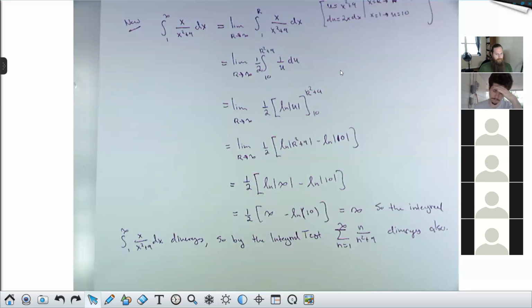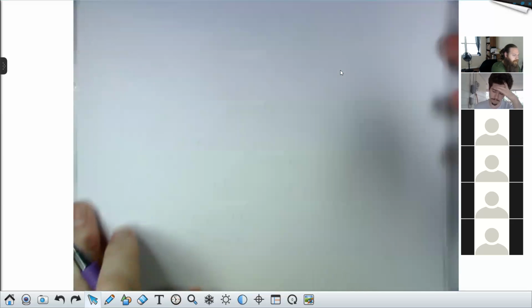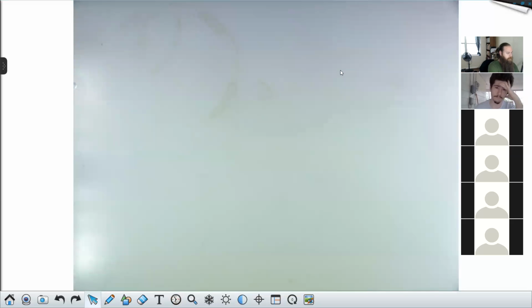It's frustrating that we can't actually find the values that these converge to. It's incredibly frustrating. I actually have a, while I've got you thinking about that, does anybody know the value of the P series with P equals 2?